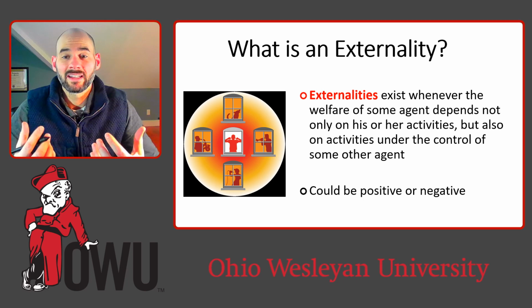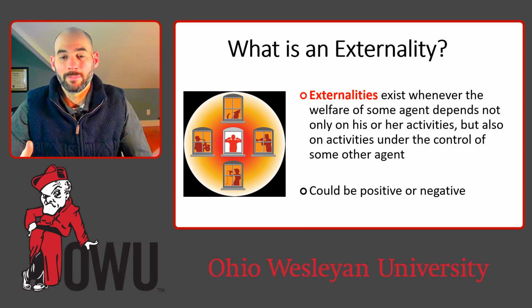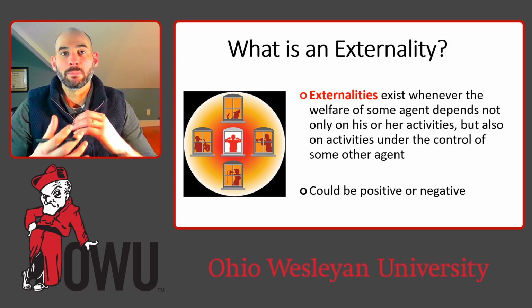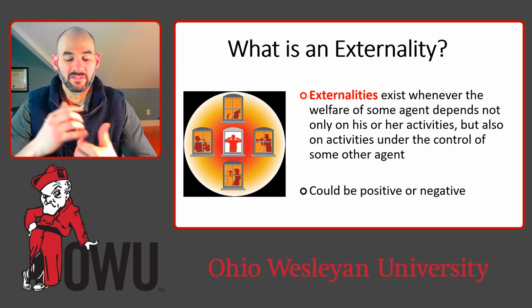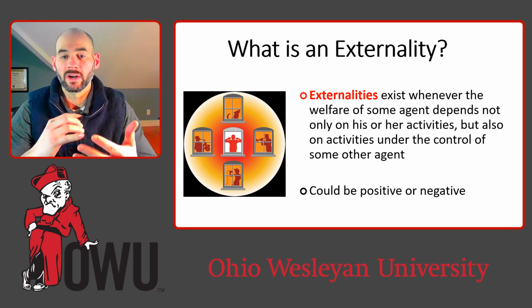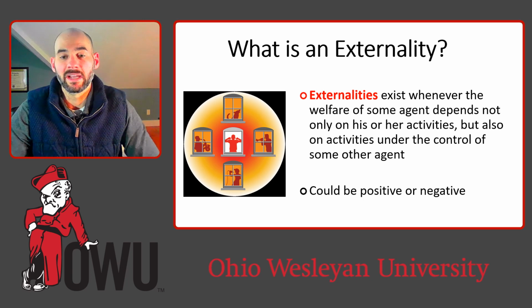So what is an externality? Externalities exist whenever the welfare of some agent depends not only on his or her activities, but also on the activities under the control of some other agent. And so in economics, we think of agents as being any body, any party which has decision-making authority. And so this can be an individual, it can be a household, it can be a company or a country or a town, really any participant in markets which can make a choice.